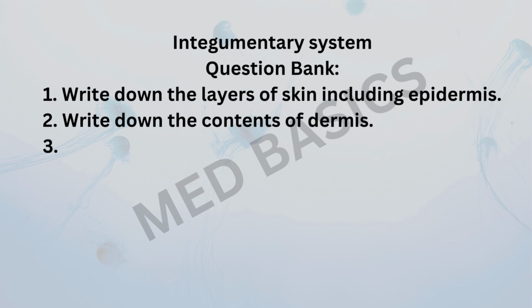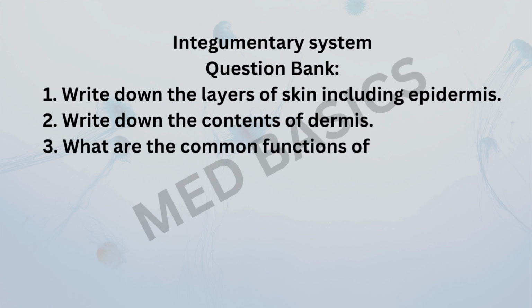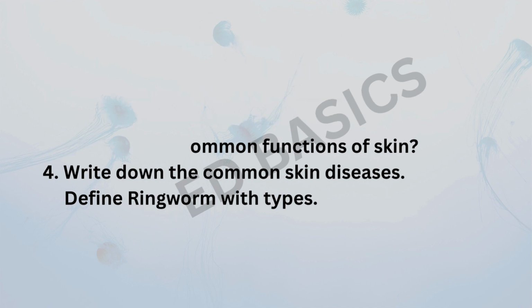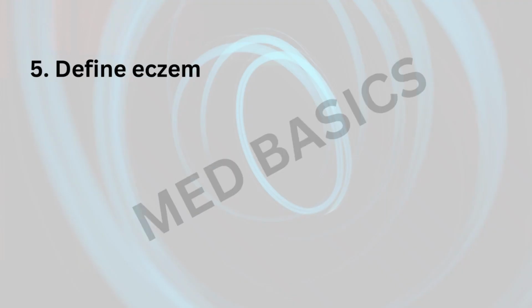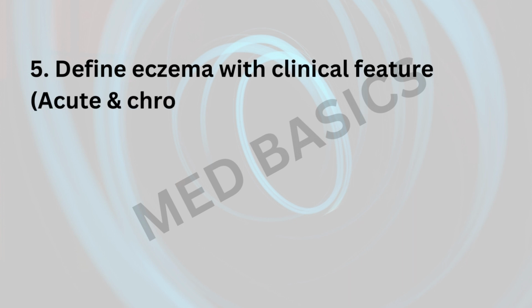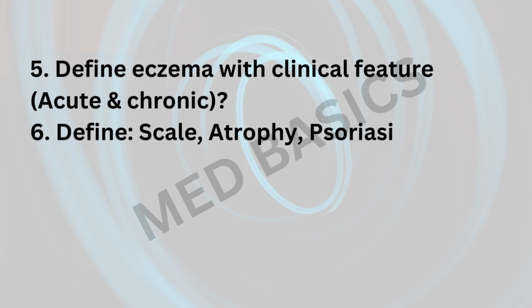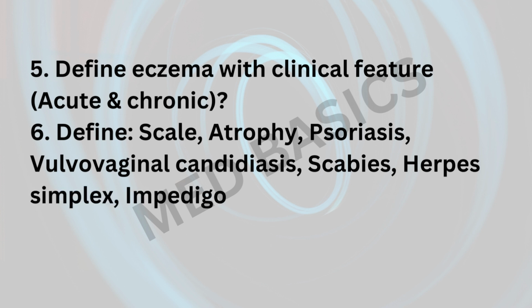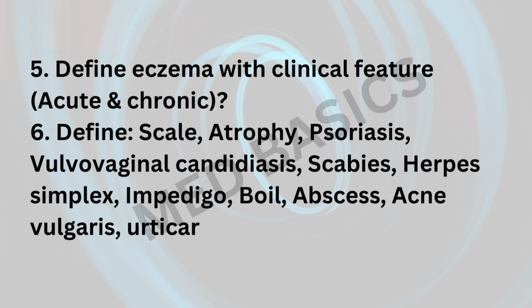Integumentary System Question Bank. 1. Write down the layers of skin including epidermis. 2. Write down the contents of dermis. 3. What are the common functions of skin? 4. Write down the common skin diseases. Define ringworm with types. 5. Define eczema with clinical feature, acute and chronic. 6. Define scale, atrophy, psoriasis, vulvovaginal candidiasis, scabies, herpes simplex, impetigo, boil, abscess, acne vulgaris, urticaria, and ulcer.